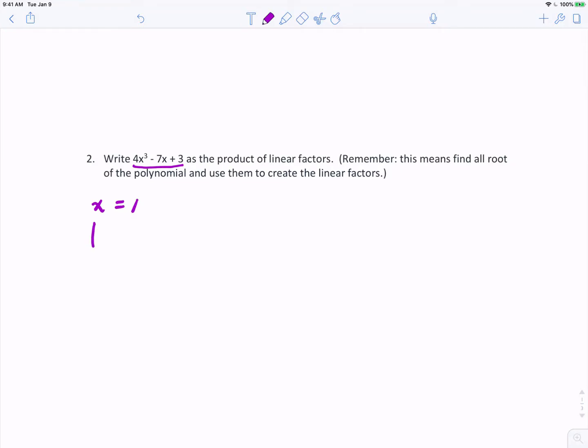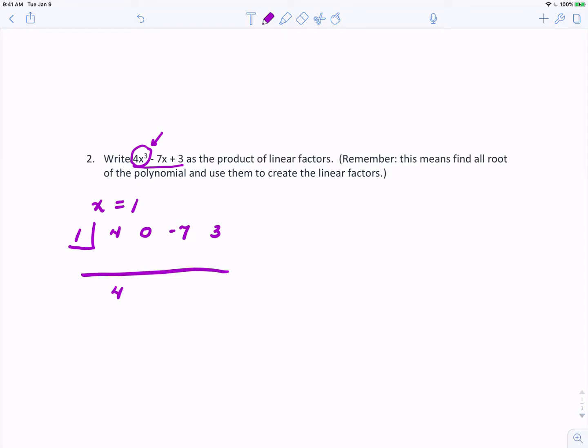So I'm going to divide this polynomial by x minus 1 to come up with a quadratic. I'm going to use synthetic division, and I have to be very careful because notice this is a cubic and I'm going to have to remember to insert a 0. So there's 4x cubed, there's no x squared, negative 7x, and the constant is 3.